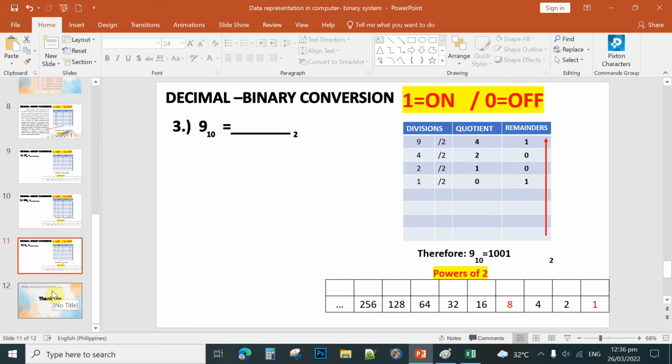Okay, so that's all how to convert decimal to binary in computer. The next lesson is you are going to convert in reverse. If the given is binary and you're going to convert it into decimal, it's actually very simple. You just only count the on digit.